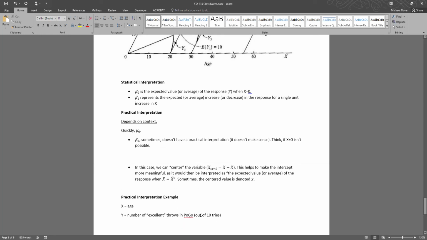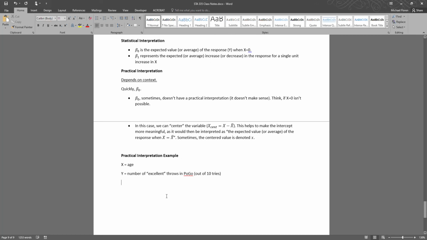So we've got a few different Pokemon Go players. We're going to be looking at their ages, and then we're going to ask them to throw 10 Pokeballs and see how many of them are excellent. Note, by the very nature of this design, that this is not an experimental design, so we can just look at association. We can't look at causation. Think about why that is.